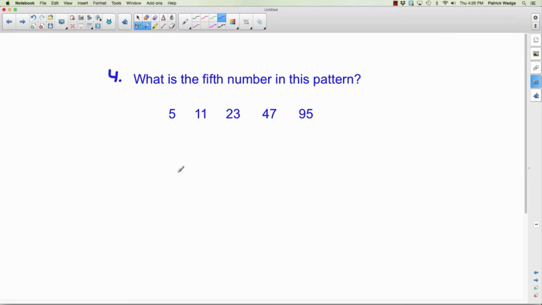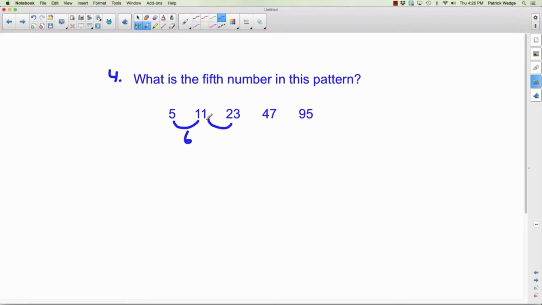What's the fifth number in this pattern? This is a hard one. I'll give you a second to look this over. Pause the video if you want. Impress yourself. Impress me. Tell me in the comments that you actually got this without listening to me. I'd be impressed. The first thing I would do when I was doing this one is I'd look to see, well, what does this go up by? It goes up by 6.